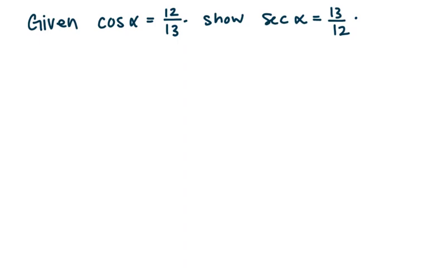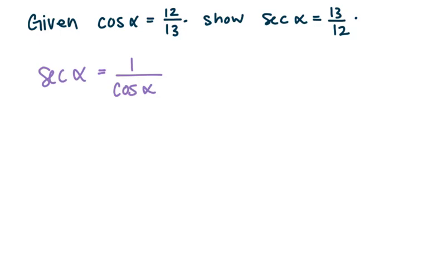So I want to show this is true. I'm going to start with secant alpha and try to use my definitions to create 13/12. I want to verify, or prove, that this is a true statement. So I'm going to start with secant alpha and turn it into 13/12 given what I know. Well, secant alpha we know is the reciprocal, 1 over cosine alpha.